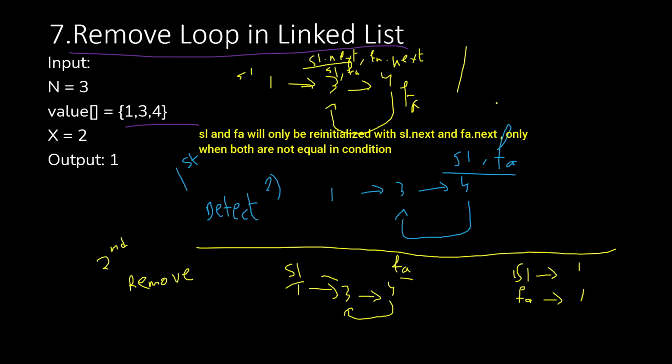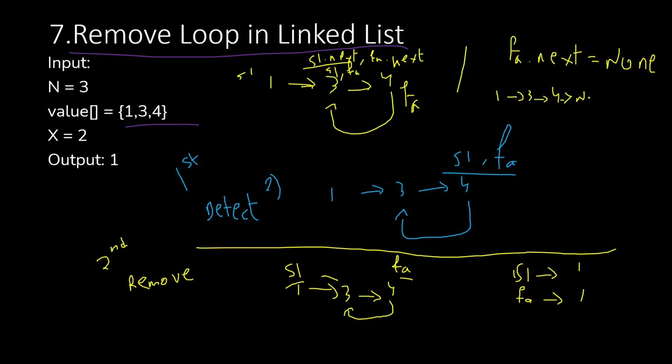So we just come out of the while loop or for loop, whichever loop we are using, and we can guarantee that FA dot next should be rewritten as a null value. Now after rewriting this, we get 1, 3, and 4, and this will be pointing towards the null value. So this is the new linked list that we get after removing the loop.